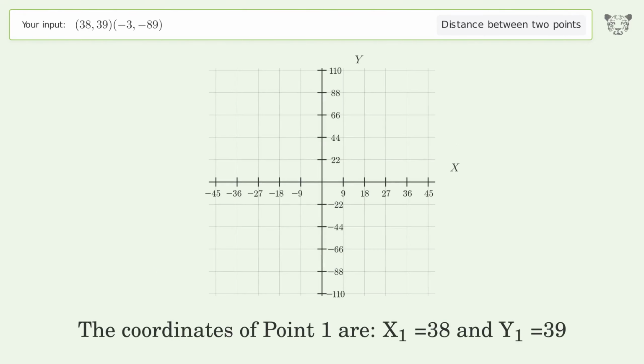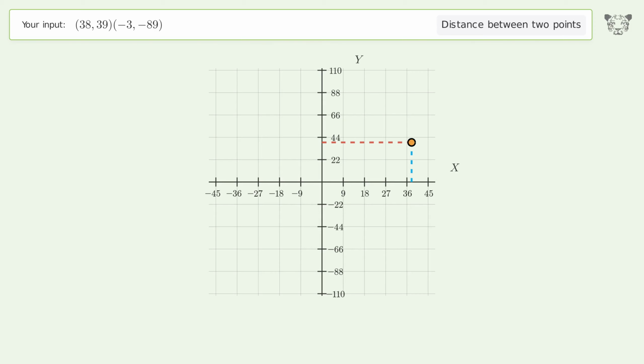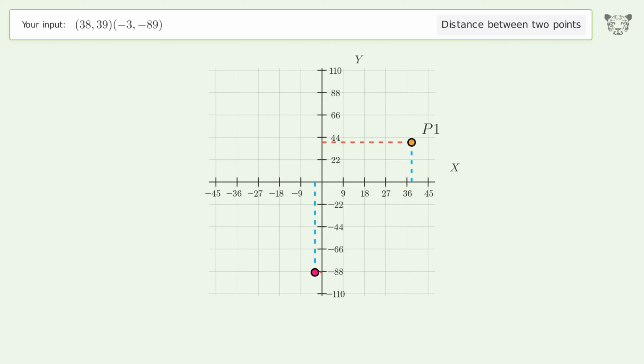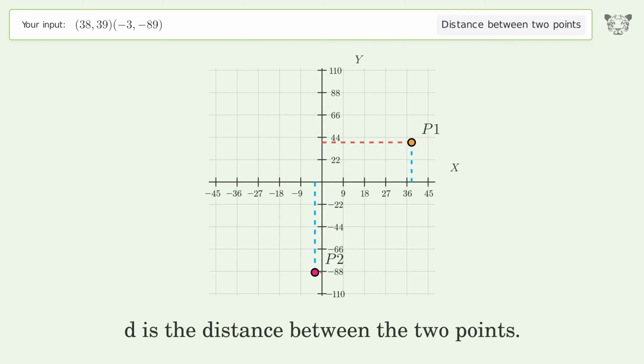The coordinates of point 1 are, x1 equals 38 and y1 equals 39. The coordinates of point 2 are, x2 equals -3 and y2 equals -89. D is the distance between the 2 points.